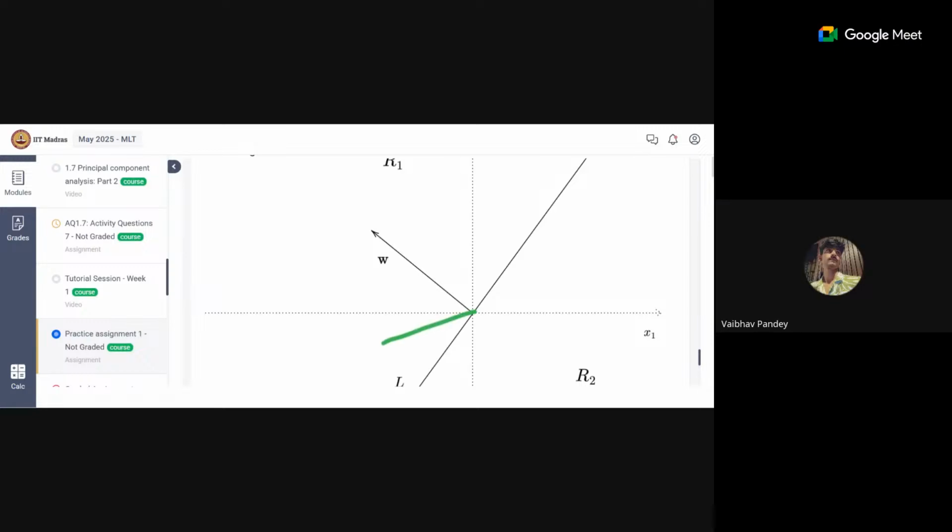Yes, ma'am, it will be less than 90. So W transpose X has to be greater than 0, right? For any point lying in this region R1. Is it clear?